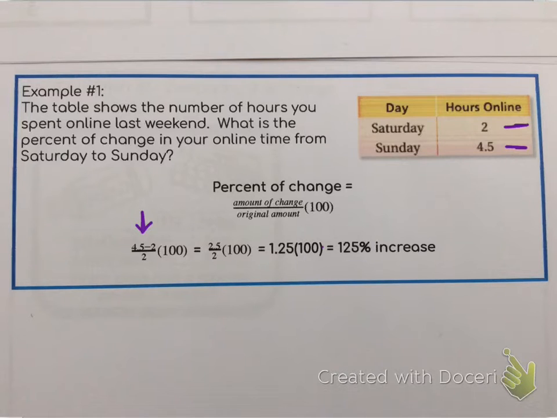Okay, when you subtract 4.5 minus 2, that's where we got 2 and 5/10, 2.5. And then we divided that by 2, and then we got the 1 and 25 hundredths. And then to change that decimal to a percent, we're going to multiply by 100 to get our percent of increase, which is 125% increase. Okay, so that is how you're going to figure out percent of change, in this case percent of increase, because we went from a smaller number to a larger number. Let's take a look at the next example.